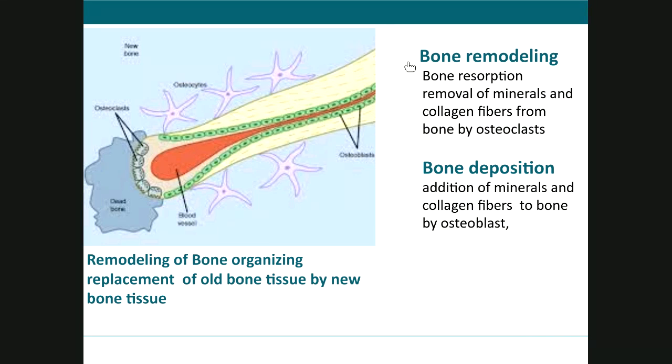Some terms we have to learn: the difference between bone remodeling, which is bone resorption, and this occurs through osteoclastic activity, and it's how we're breaking down to remove minerals and collagen fibers from bone. And it's a continuous balance with bone deposition through osteoblastic activity.